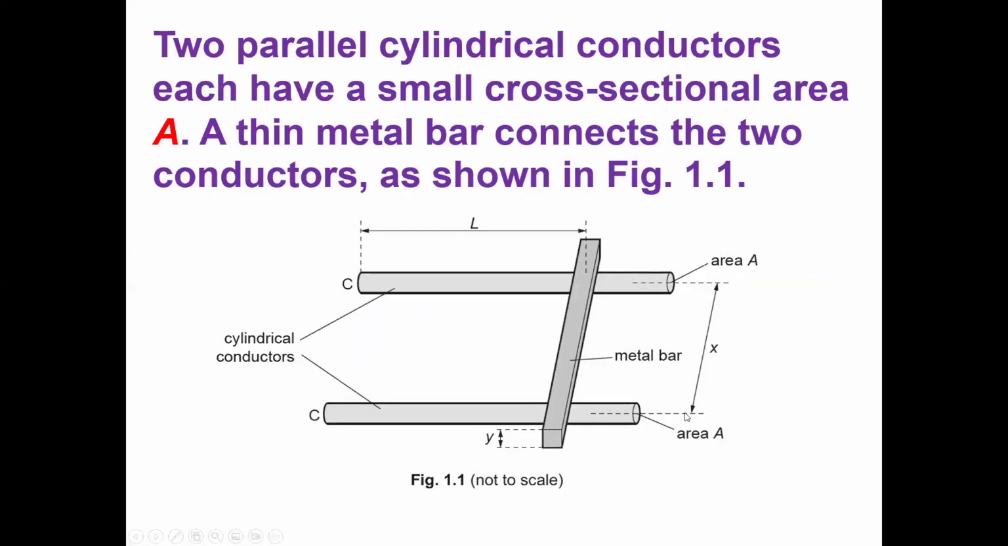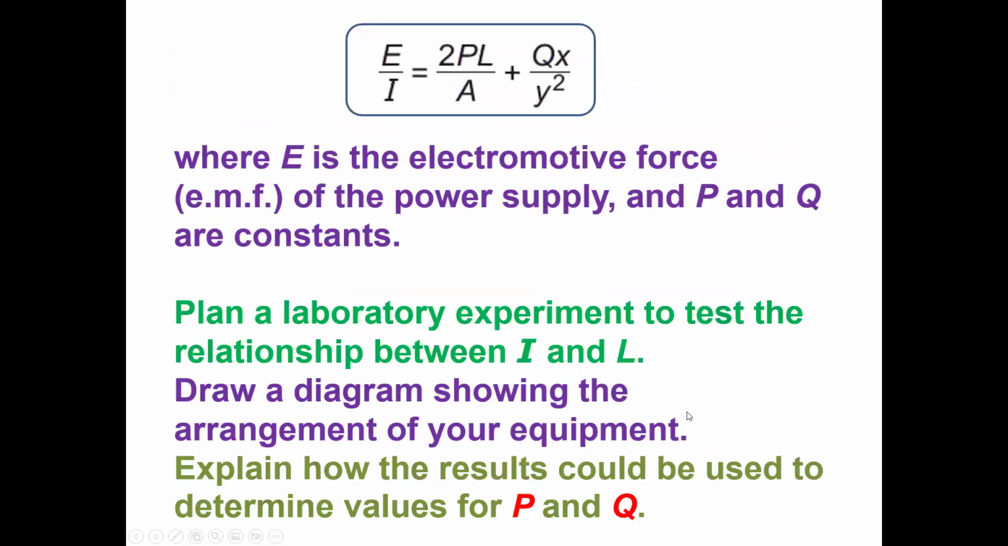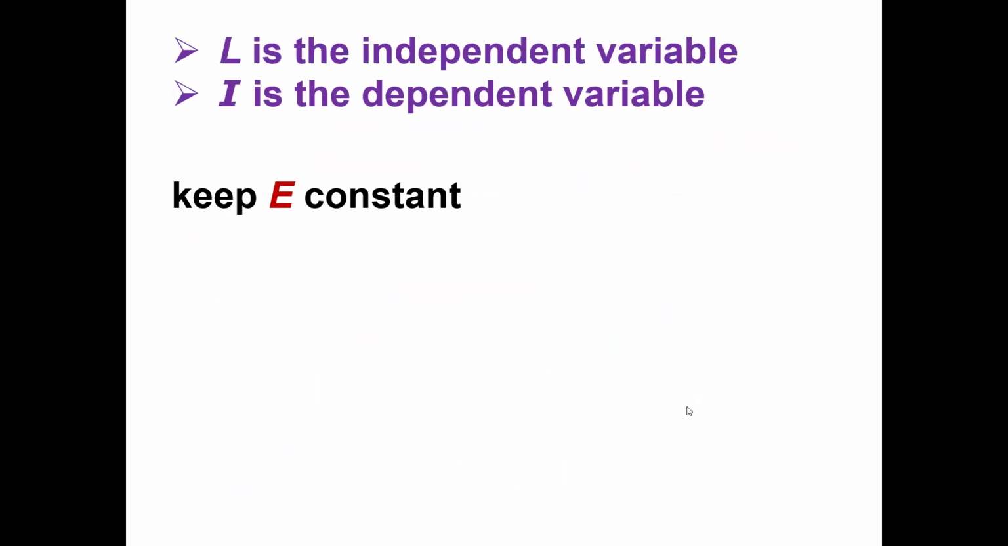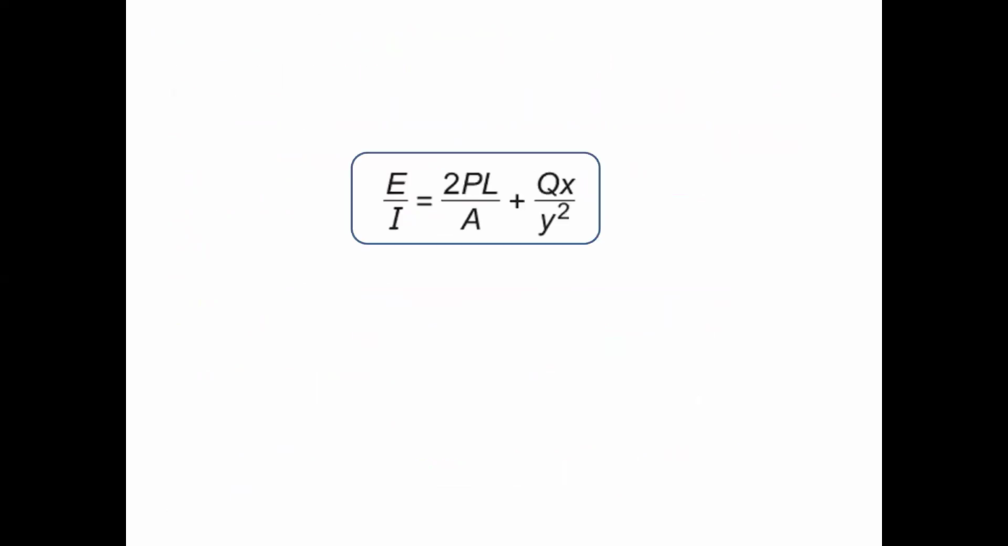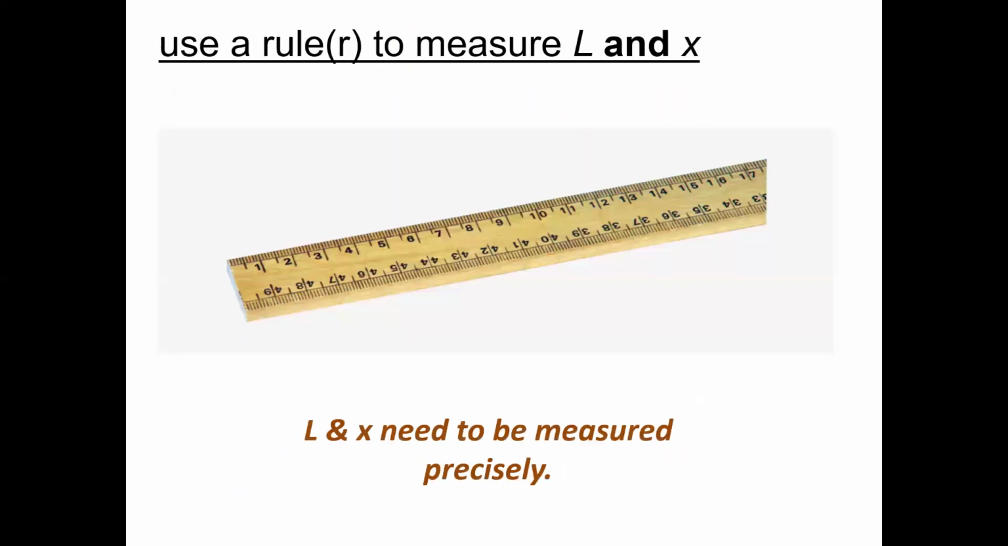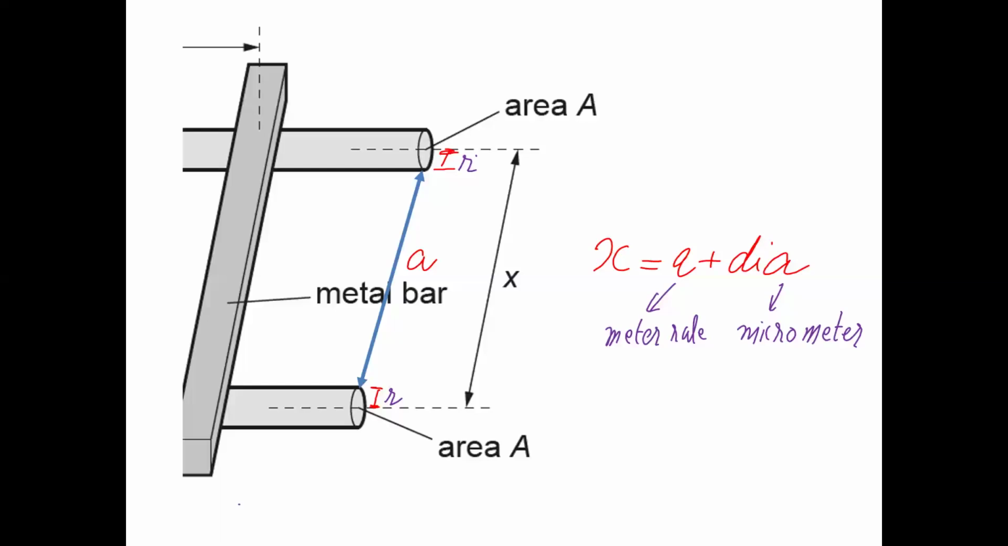So this is a metal rod with a cross-sectional area and a length. We want to apply this formula: E upon L, 2PL upon A plus QX upon Y square. The variables are L, the independent variable, and I, the dependent variable. Procedure: we are thinking over this formula. Now we are using a ruler R to measure L and X. So we need to measure very accurately.